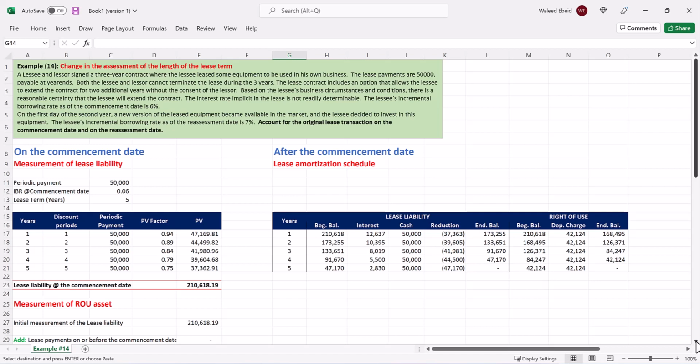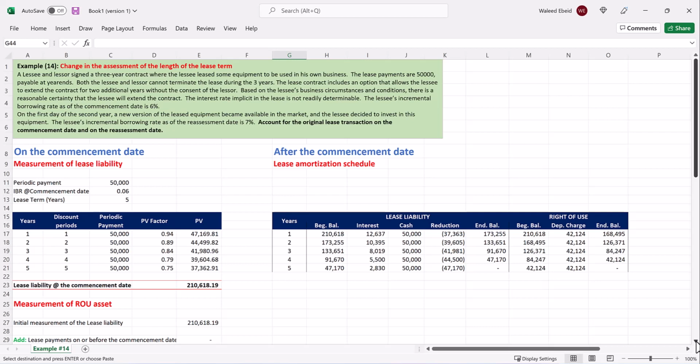The lease contract includes an option that allows the lessee to extend the contract for 2 additional years without the consent of the lessor. Based on the lessee's business circumstances and conditions, there is a reasonable certainty that the lessee will extend the contract. The interest rate implicit in the lease is not readily determinable. The lessee's incremental borrowing rate as of the commencement date is 6%.